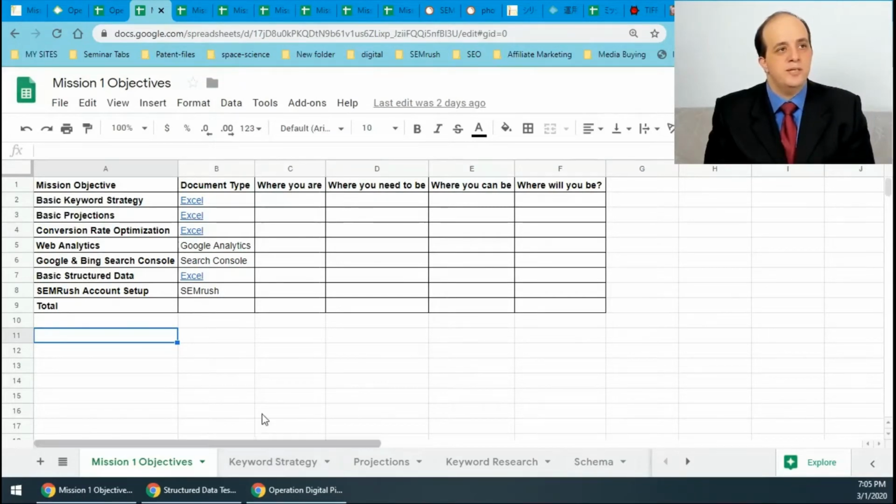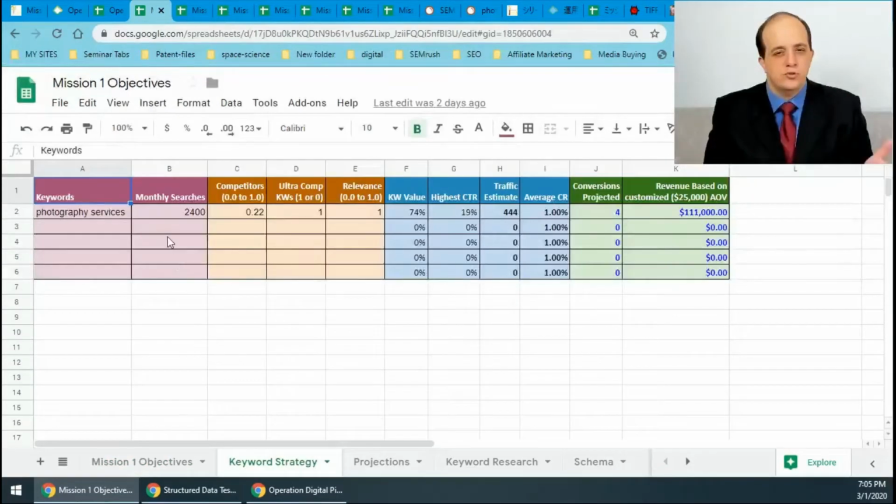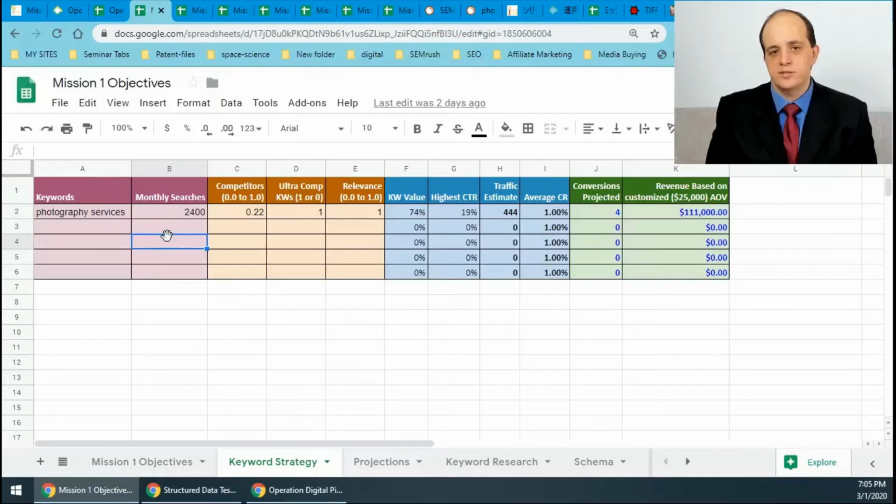So let's begin with basic keyword strategy, which is not so much developing a strategy per se. It's more a question of discovering which major keywords your company should already be ranking for. For example, a company called moonshinemediagroup.com is a photography services and video services company based out of Denver. So they're one of my clients, and so one of their primary keywords is photography services.